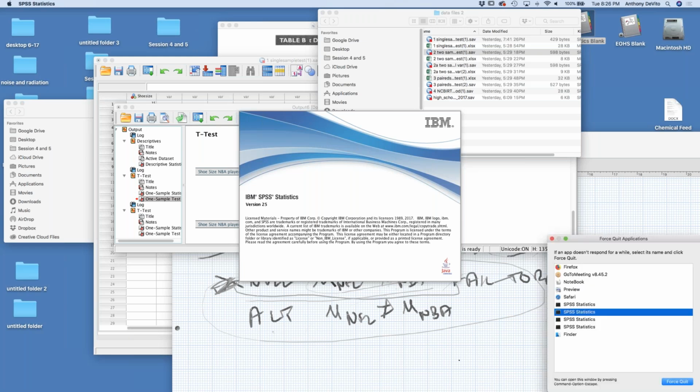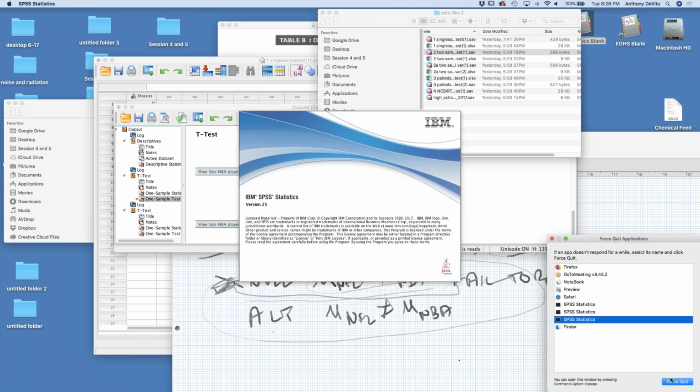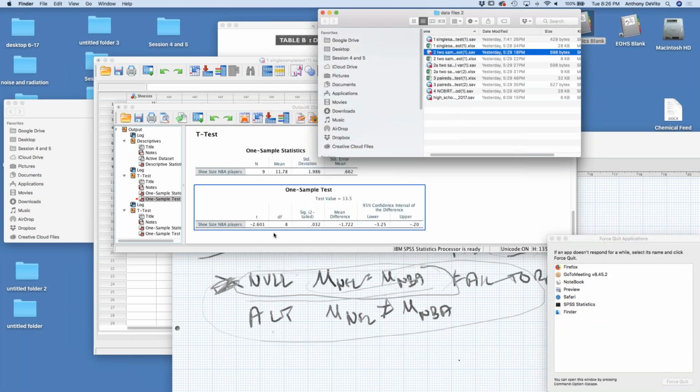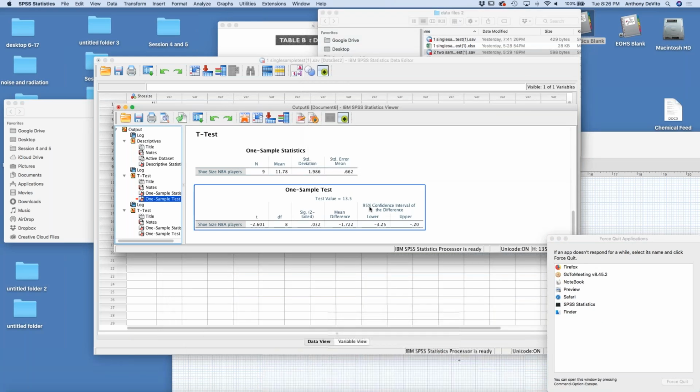What I can do about this to speed things up. Oh my goodness, look at this. Let me close some of these. Hopefully I'll only have one version of SPSS open when I'm done. And there we go, here we go.